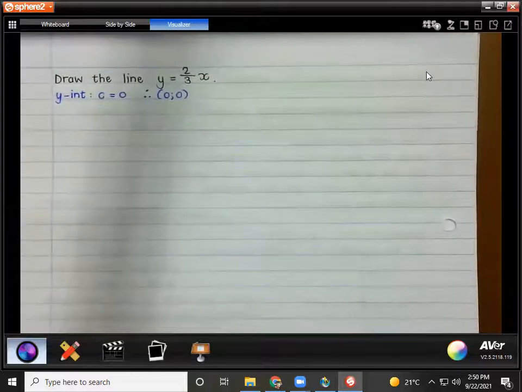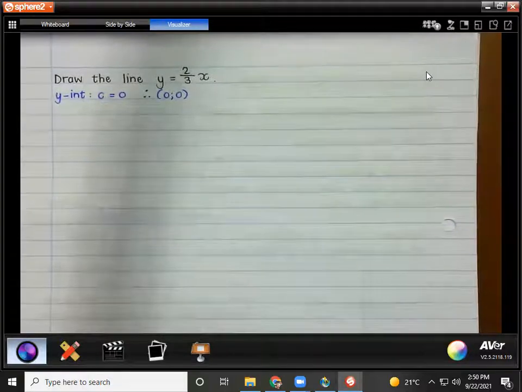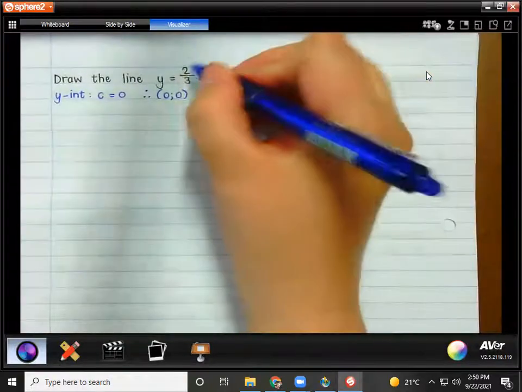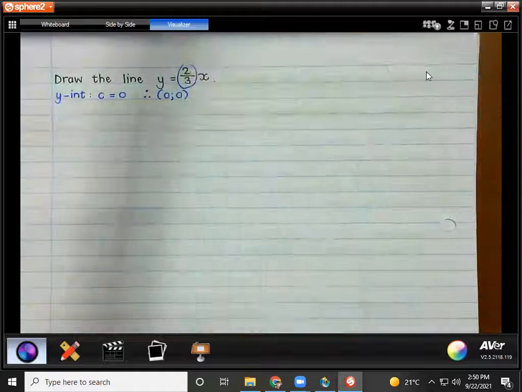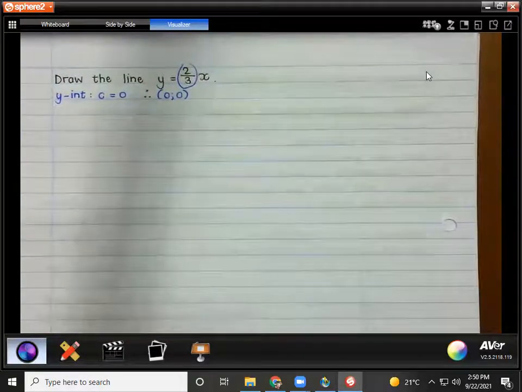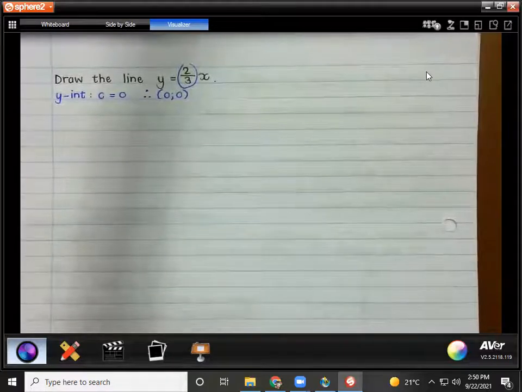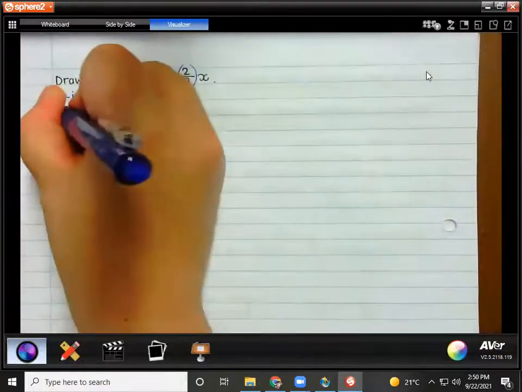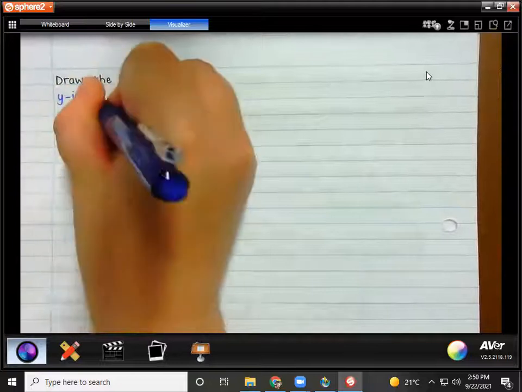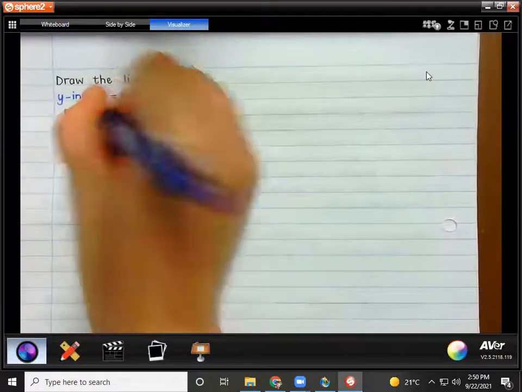Now you must recognize that is the origin, so you have to use the gradient method. The nice thing about this gradient, guys, they've already written it as a fraction. Do you see that? In the previous one, it was 2, and we had to write that as 2 over 1. This one is already 2 over 3. So you don't have to write it as a fraction if it's already a fraction. Okay, so your gradient is 2 over 3.